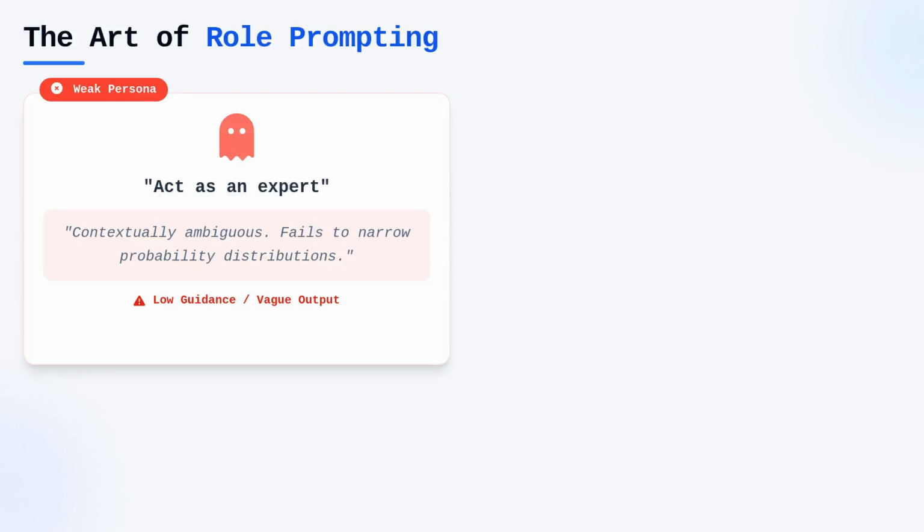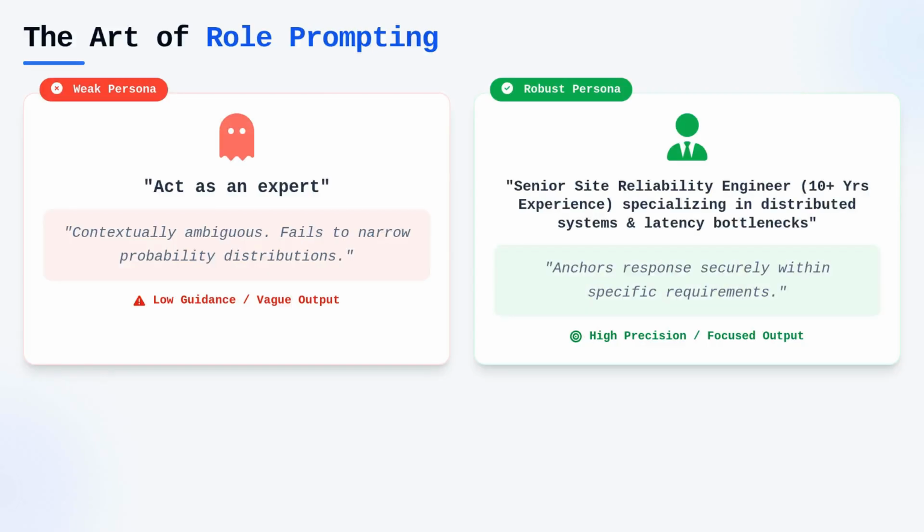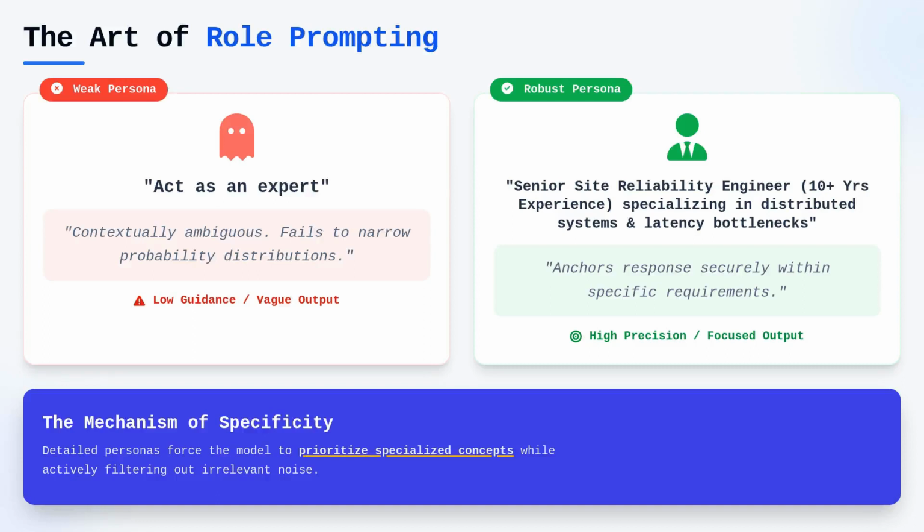A robust persona, conversely, defines the expertise, domain knowledge, and the desired tone with enough detail to anchor the response securely within your requirements. Instead of merely asking for an expert, you might define the role as a senior site reliability engineer with 10 years of experience in distributed systems, specifically tasked with diagnosing latency bottlenecks in high-throughput environments. This level of detail allows the model to prioritize concepts like observability, queuing theory, and load balancing, while simultaneously ignoring irrelevant, unrelated concepts that might have otherwise bled into the answer.